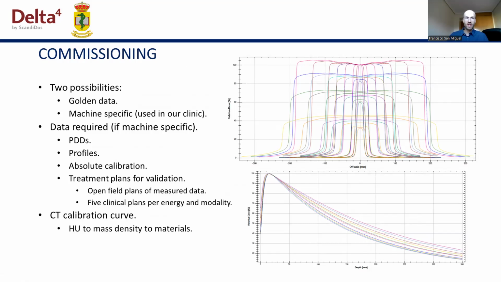Speaking of the CT calibration curve, to be able to convert the Hounsfield units of the CT images into density values and subsequently into materials, the Hounsfield unit to density calibration curve of the CT scanner used when creating the validation plans needs to be known. The calibration curve shall convert Hounsfield units into mass density.